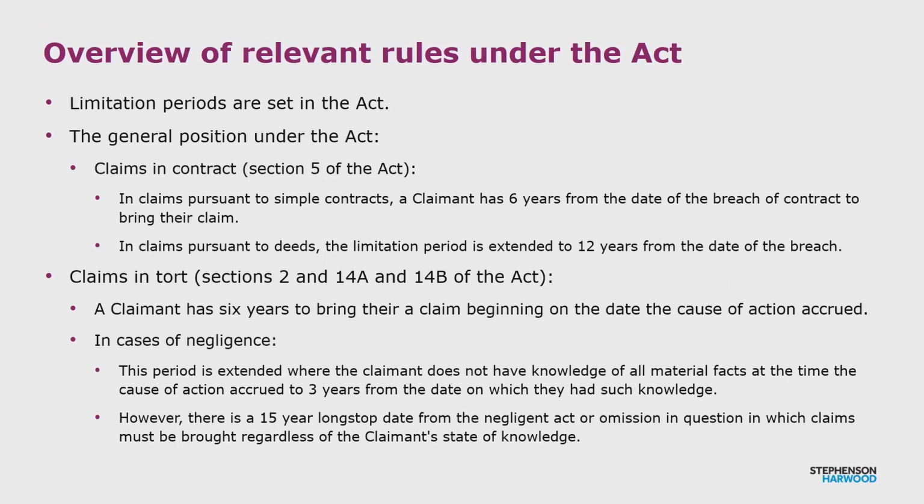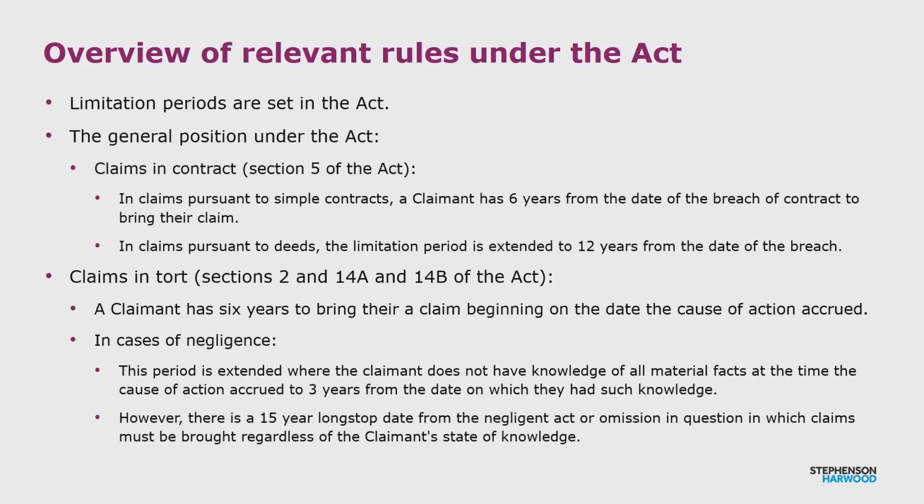So I'll start off and just give you an overview of the primary limitation periods, and this is all back to school, but basically in contract, tort, and breach of statutory duty, the basic position is that you've got 6 years to pursue your claim. In claims in contract, that's 6 years from the date of breach, unless you're claiming under a deed, in which case that period is extended to 12 years. In tort, you have 6 years from the date on which the cause of action accrued, and we'll go into some detail on when exactly that is.